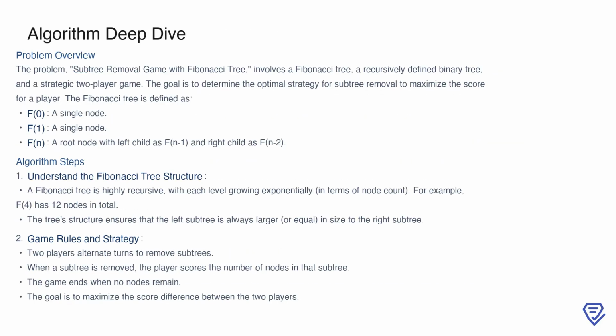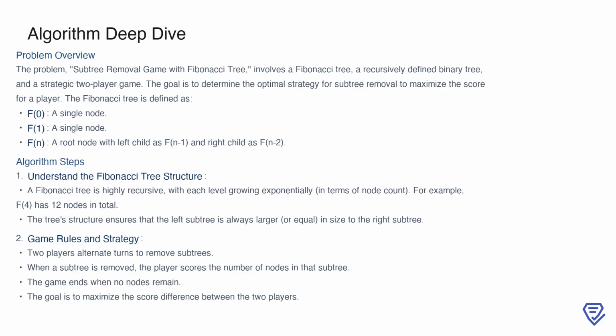In this problem, we're working with a Fibonacci tree, which is a recursive binary tree structure. The Fibonacci tree is defined such that f(0) and f(1) are single nodes, while f(n) is constructed by taking a root node and attaching f(n-1) as the left child and f(n-2) as the right child. This structure grows exponentially with n, resulting in a significant increase in nodes as n increases. For instance, f(4) consists of 12 nodes.